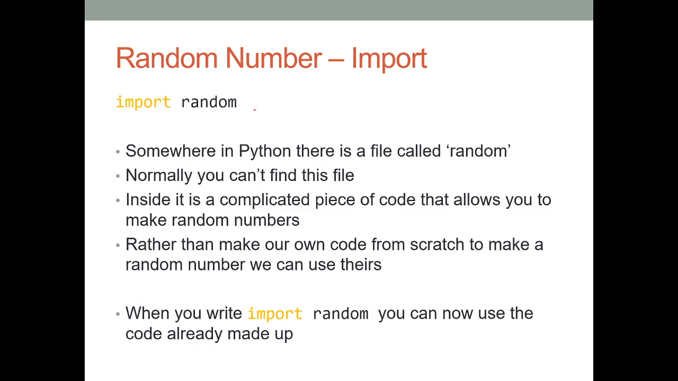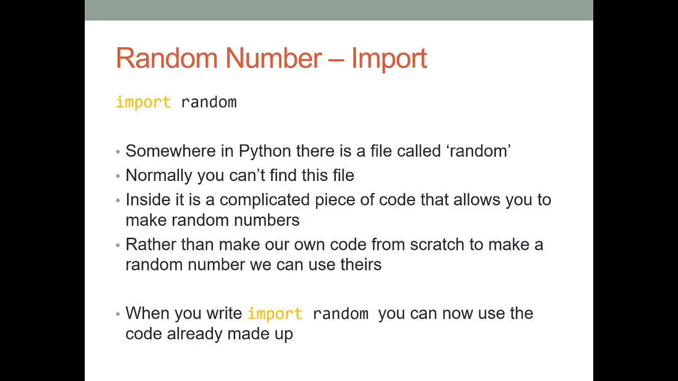Top one's a bit weird. The import line. Where it works is somewhere in Python there's a file called random. It's hidden. There's actually hundreds of these little files. And normally you can't find them, but they're just bits of code that you don't use as much, and there's loads of them. We use loops all the time, so you don't need to import loops or anything. Random numbers you're not going to use all the time.